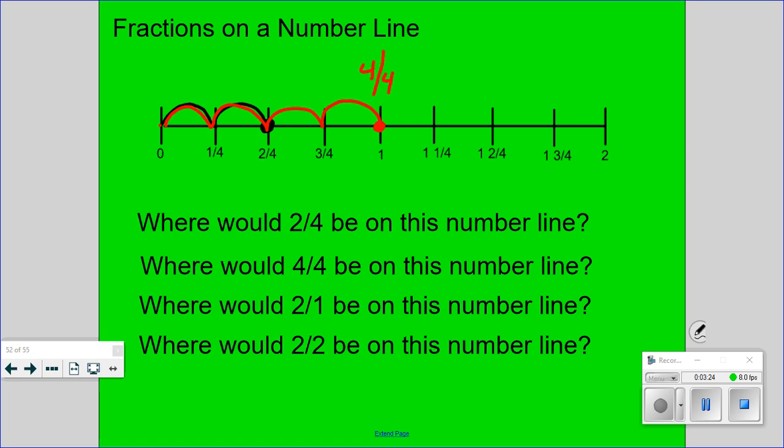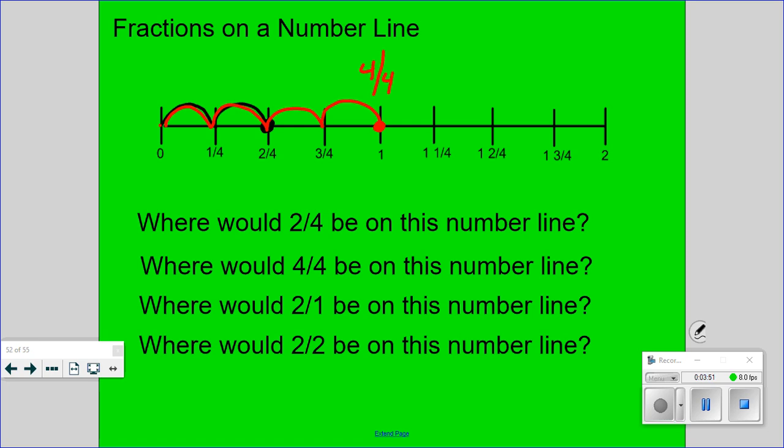All right, what about, who can read question number 3? That's a really weird fraction in there. How could we read question number 3? Brayden, you want to give it a go? 2 wholes. Can you read the whole question? Where would 2 wholes be on this number line? Yeah, that fraction, 2/1, is pronounced 2 wholes.